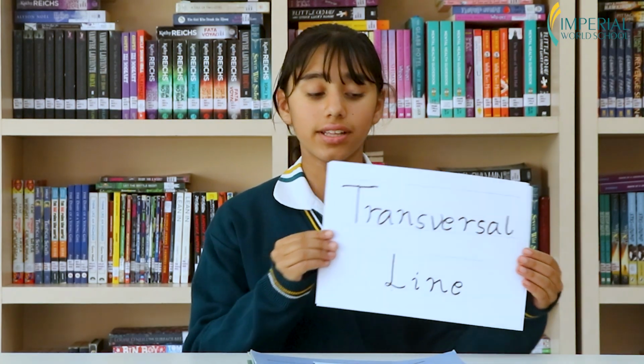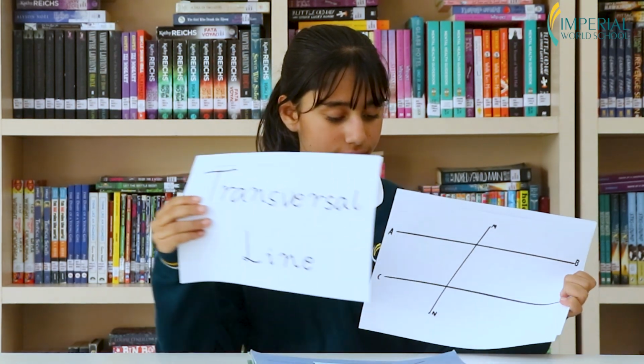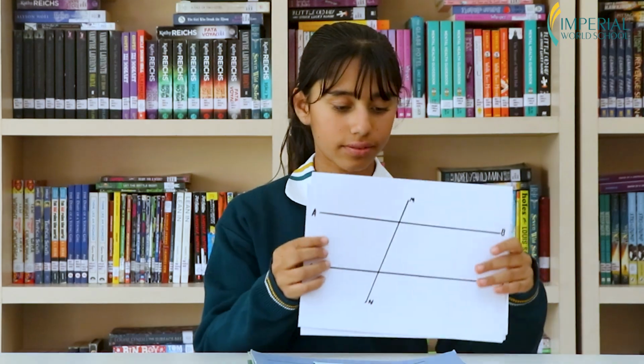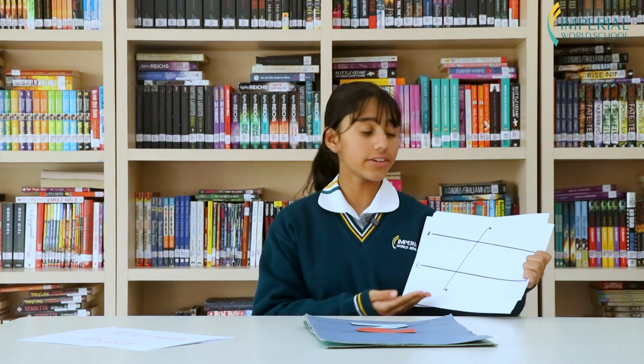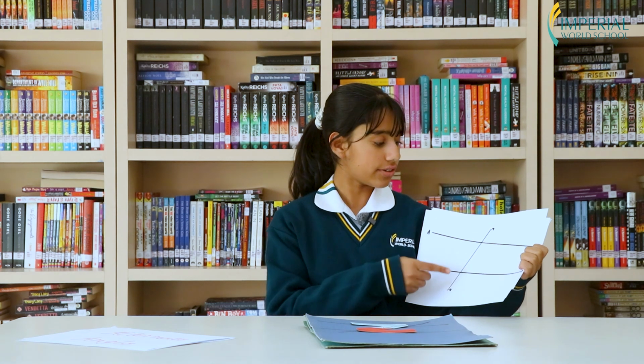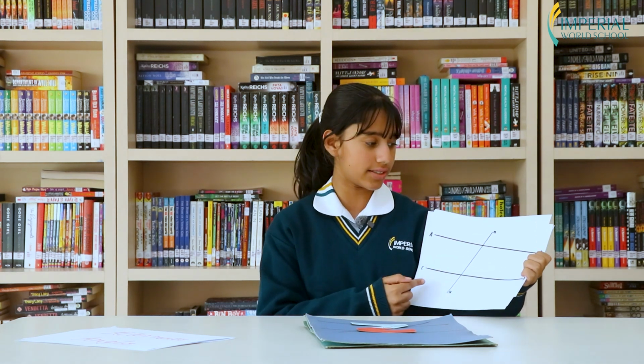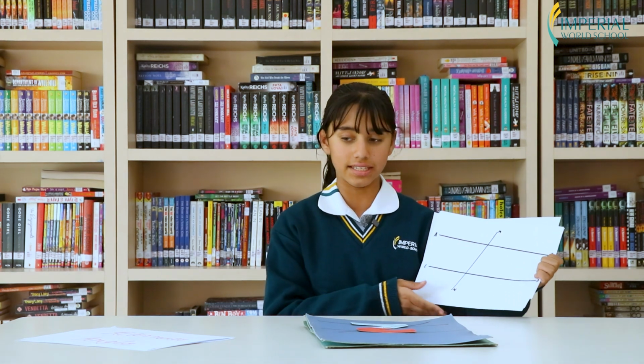Now, transversal lines. Transversal line is a line intersecting any two pair of lines. Here we can see that transversal line MN is intersecting parallel lines AB and CD.